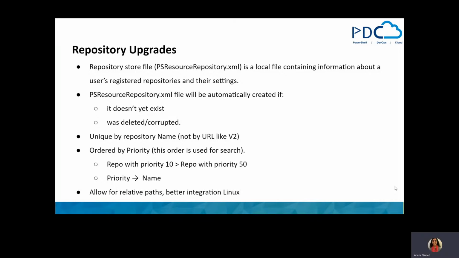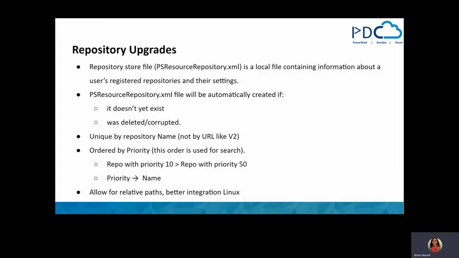Another change that we've made since version 2 is regarding the PSResourceRepository commandlets, which let you interact with the repository store. So when you install PowerShellGet, it first automatically creates a repository store file on your machine named PSResourceRepository.xml. This repository store file contains a list of your currently registered repositories and their settings.